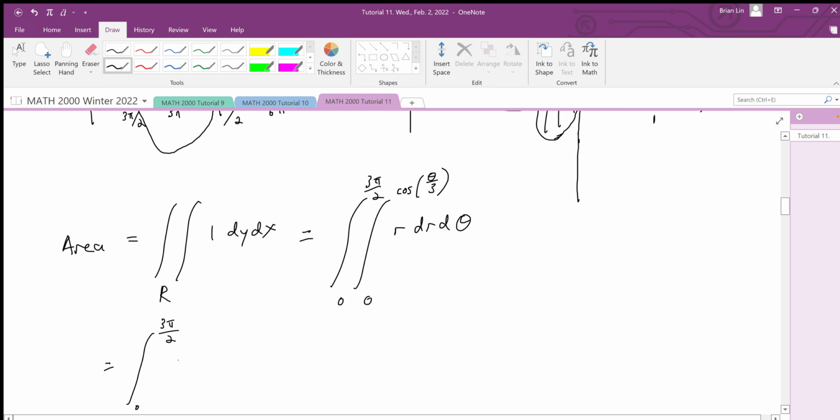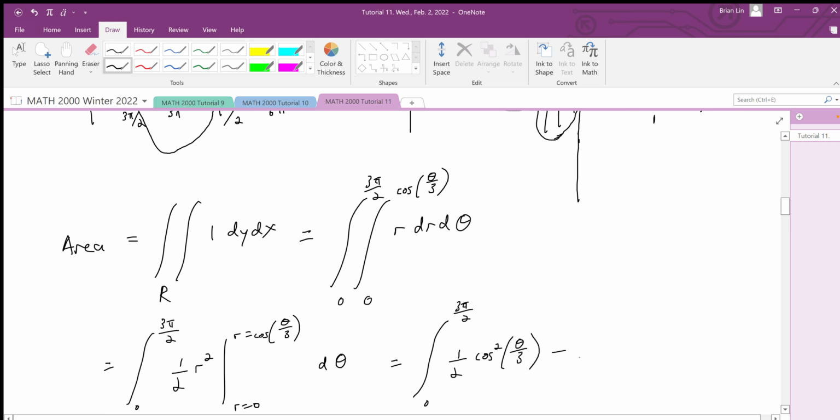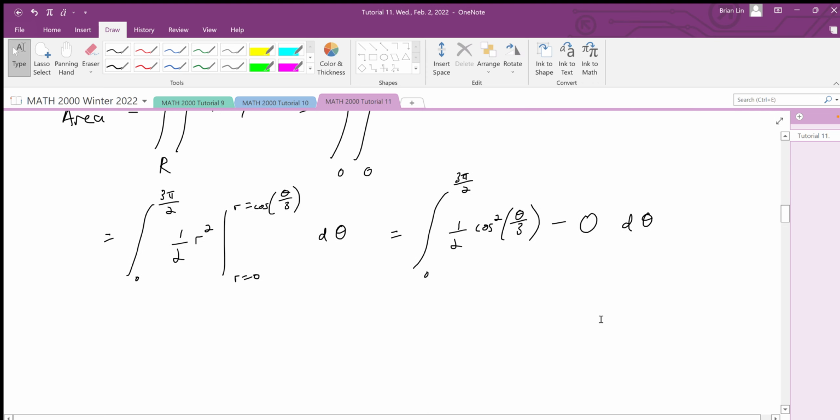Okay, so that's 1/2 r squared, and r values are going from 0 to cosine theta over 3, d theta. Simplify that. So cos squared theta over 3. And the next part's radius is 0, so it's just 0. Right? 0 squared and 1/2 of it. And then we recall the double angle formulas, and we have this.